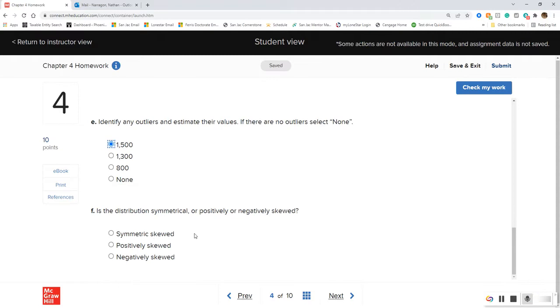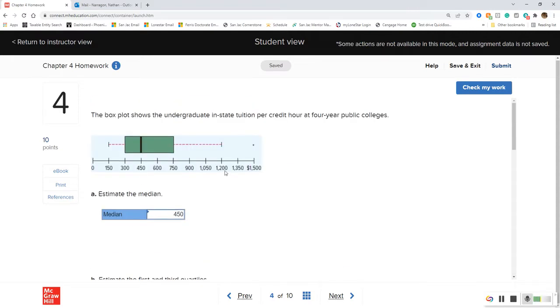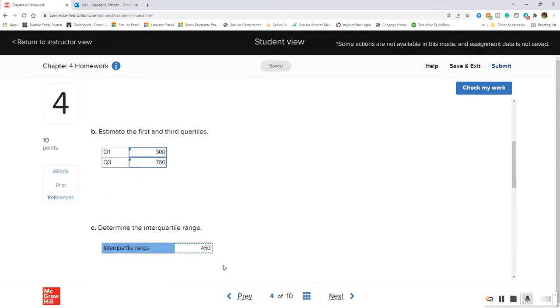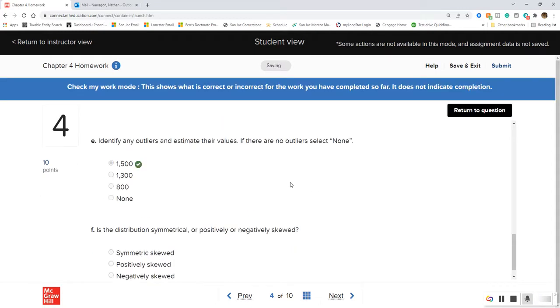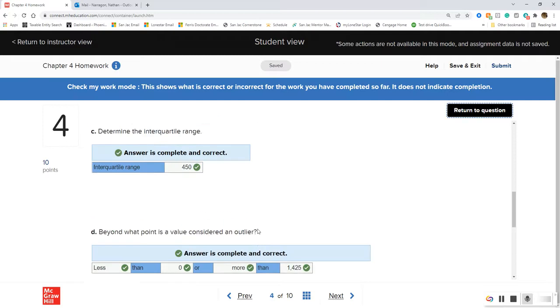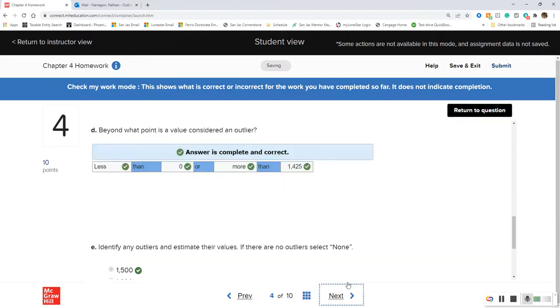So, which way is it going? Which one has the longer area? Make it more positive or make it more negative? That's going to be up to you. Okay? Next.